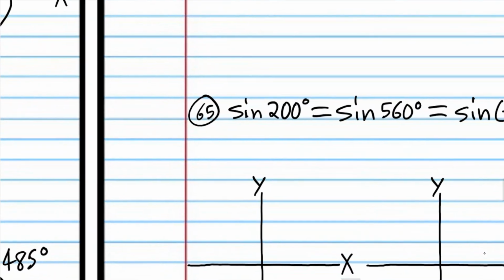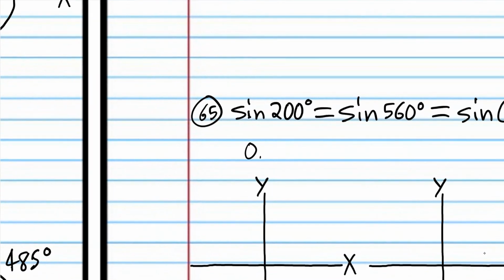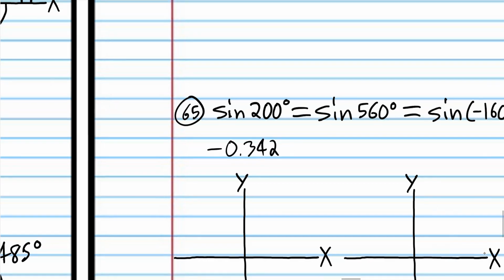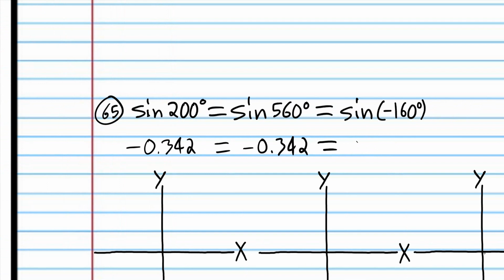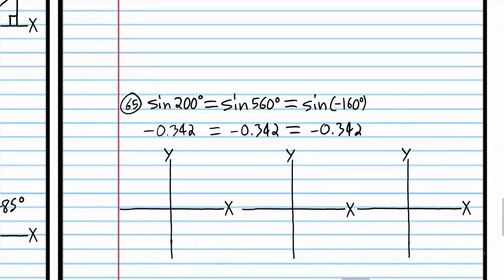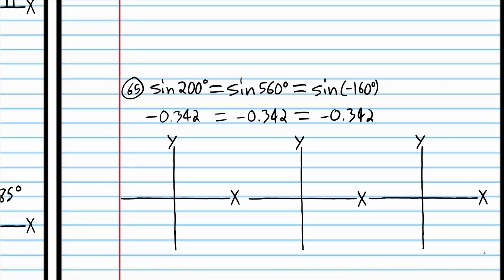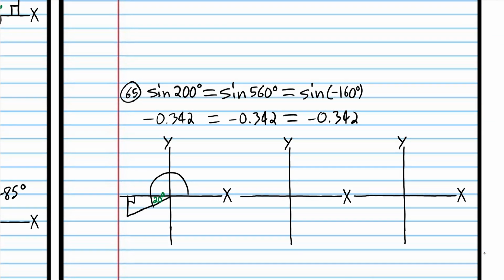Okay, we're back. So sine 200 degrees is negative 0.342. Sine 560 degrees is the same thing. And sine negative 160 degrees is the same thing. So why is that? Well, let's rotate 200 degrees. The reference angle is 20, and our triangle is in the third quadrant. Now let's rotate 560 degrees.